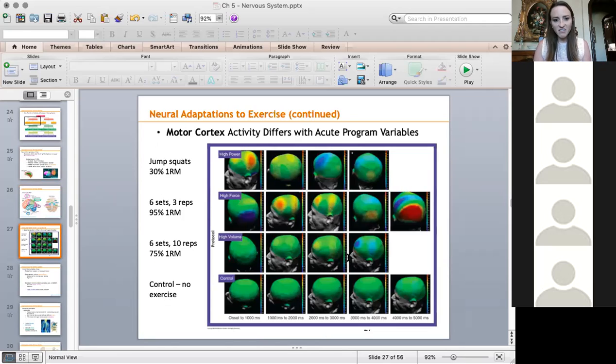Here was just a neat study that looked at motor cortex activity during exercise. You don't really have to know this for the exam. It's just neat to understand how exercise allows activation of the brain.